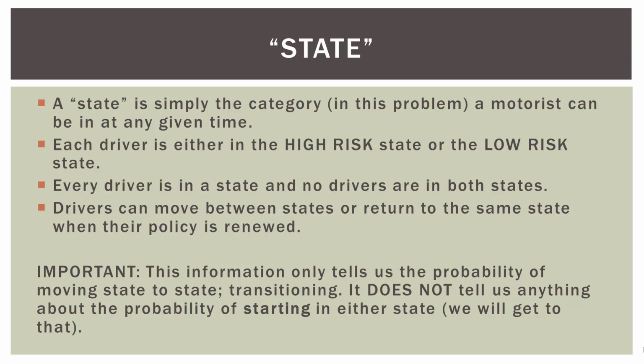Now, an important note here, this information only tells us the probability of moving from state to state. In this case, it's from moving category to category when the policy renews. So it's about the transitioning. It really doesn't tell us right now anything about the probability of starting in either state. So we don't know, at least right now, what the probability of being high state or low state is right this second. We just know when the policy comes up that we have probabilities of where they're going to go from here.